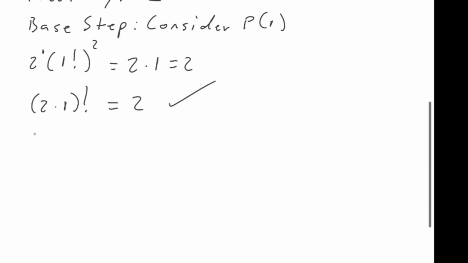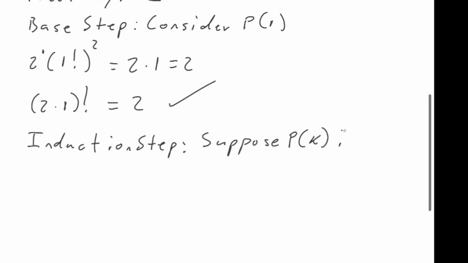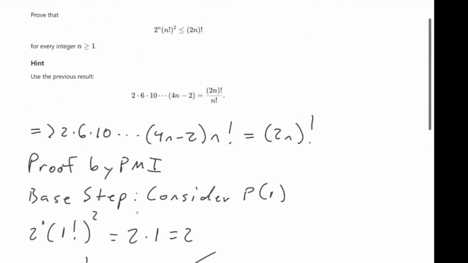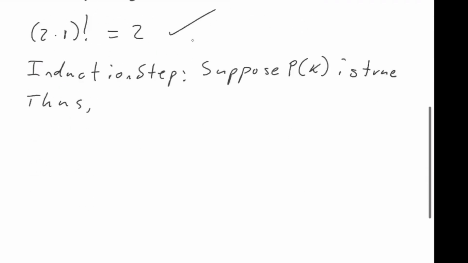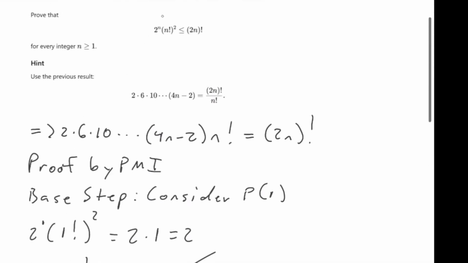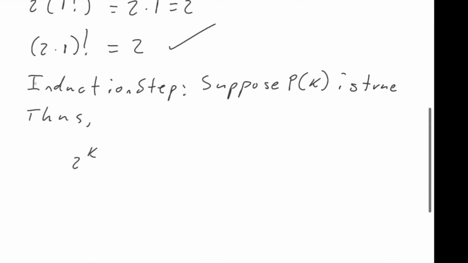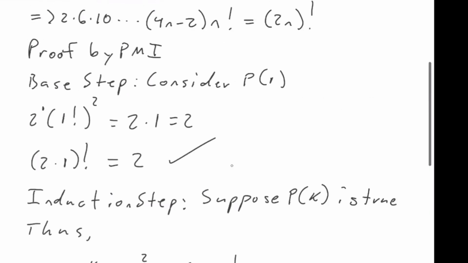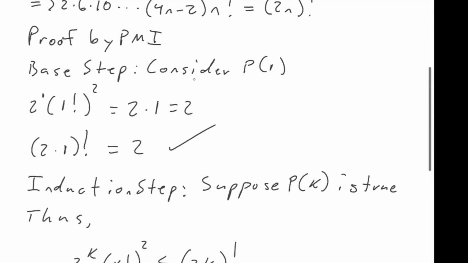So let's go ahead and do our induction step. Suppose P of k is true. Thus, we have this inequality is true for some k, right? So 2 to the k times k factorial squared is going to be less than or equal to 2k factorial. Let me make sure I got that right. Yes. Okay.